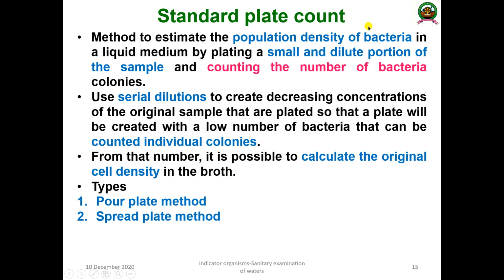This is known as aerobic plate count. We can check the viable bacterial count, that is, the bacteria that are actively present and growing. That is important. There are two methods: one is the pour plate method, the next is the spread plate method. The standard plate count is known as the serial dilution method.